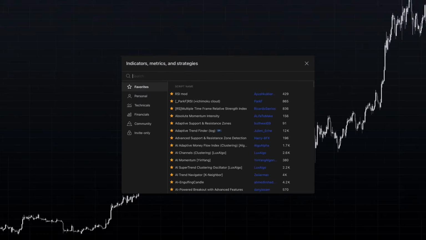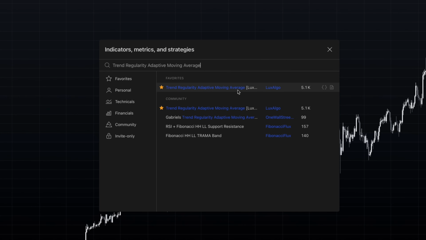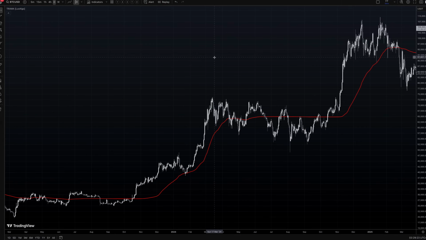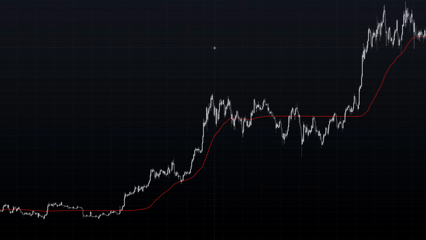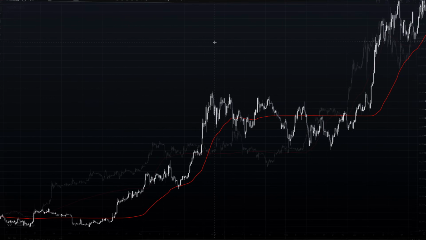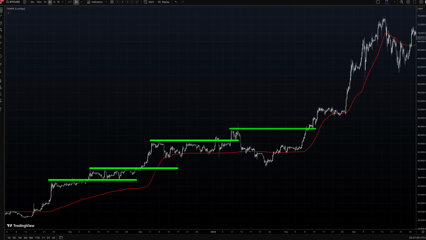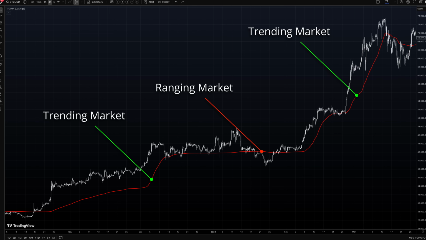TRAMA: Trend Regularity Adaptive Moving Average. Developed by LuxAlgo, this indicator applies adaptive logic to moving averages by adjusting its responsiveness based on trend regularity. The method works by evaluating whether the highest or lowest price values have changed over the defined length. If so, it interprets the market as trending and adjusts the adaptive coefficient accordingly.